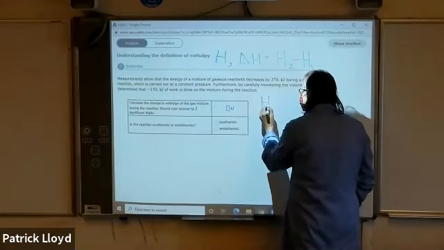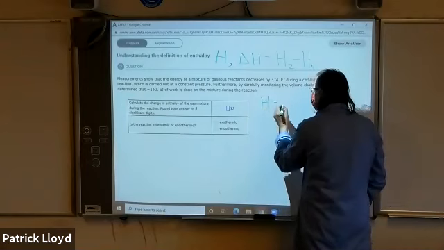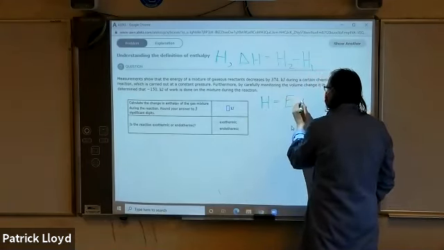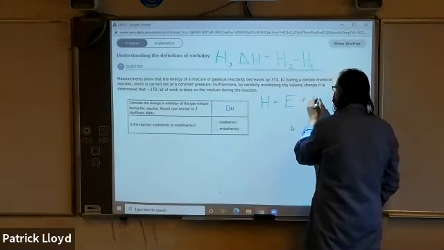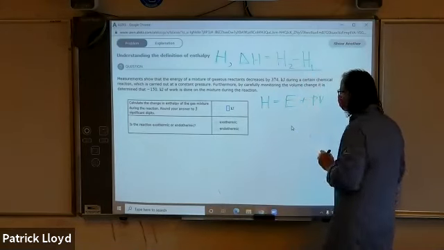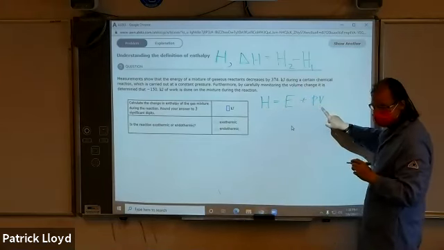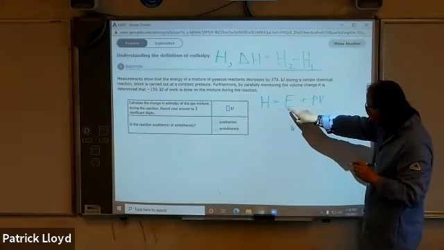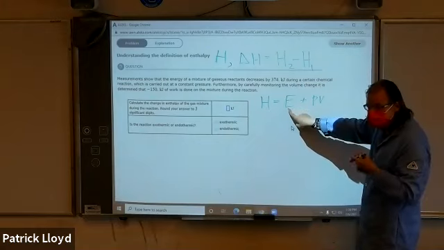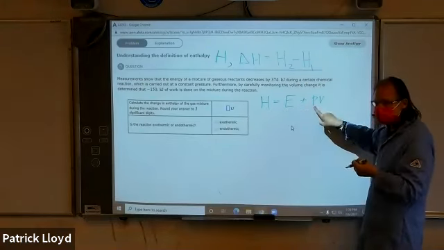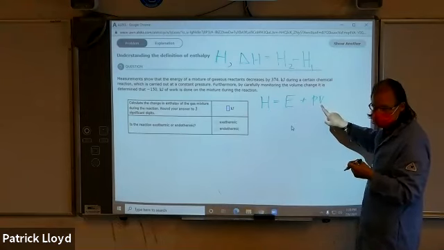H can be written this way as the total energy plus PV, pressure times volume. So that's a definition of enthalpy. It's the amount of internal energy, the total energy of the gases, plus whatever the pressure of the gases is times the volume of the gas.